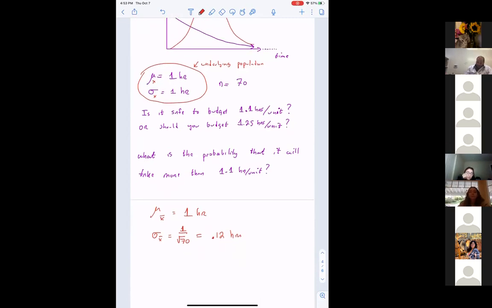And now we're curious, what's the probability that X bar, that the average, is greater than 1.1? This is what we want to calculate. What is the likelihood that the average is greater than 1.1? I don't care about X being greater than 1.1, that's one at a time. I want the average of 70. I want to know the likelihood that that's bigger than 1.1. How do I compute the probability that the average is greater than 1.1?